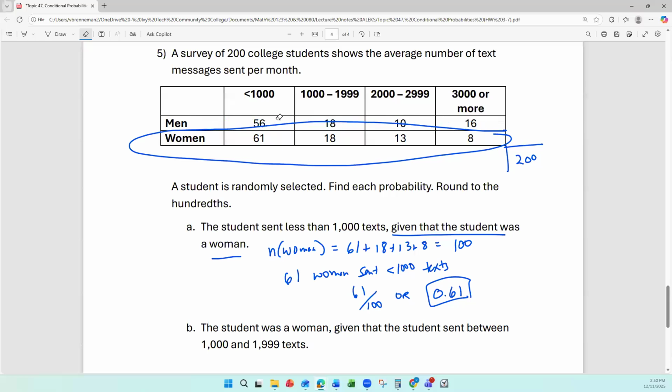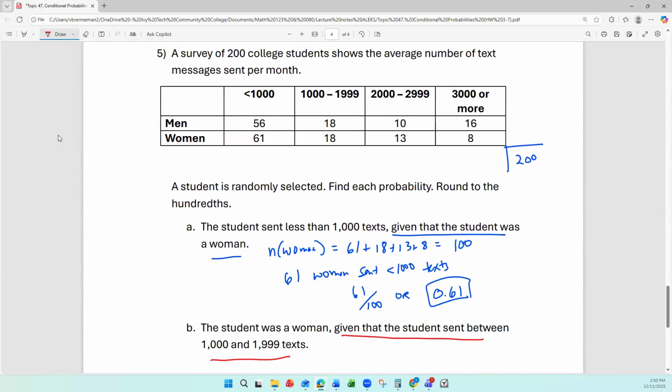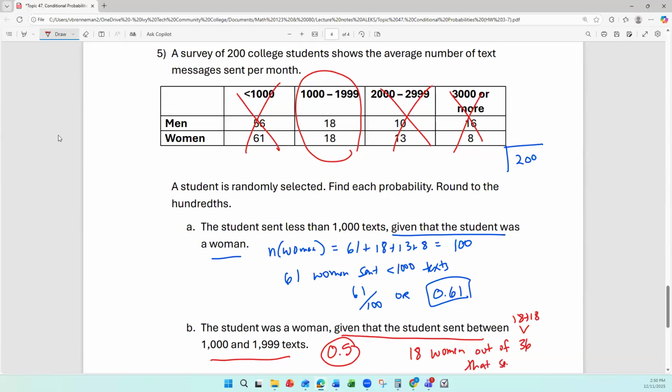Okay, then the next one, the probability that the student was a woman, given that the student sent between 1,000 and 1,999 texts. So now we're just looking at the column of the 1,000 to 1,999 texts. And you might even be able to see without doing any calculations, it's half men, half women. Or you could look at it as 18 women out of the 36, which is the 18 plus 18 that sent that number of texts.